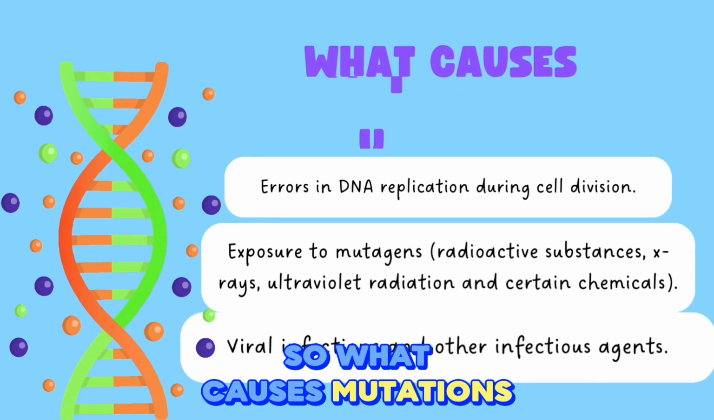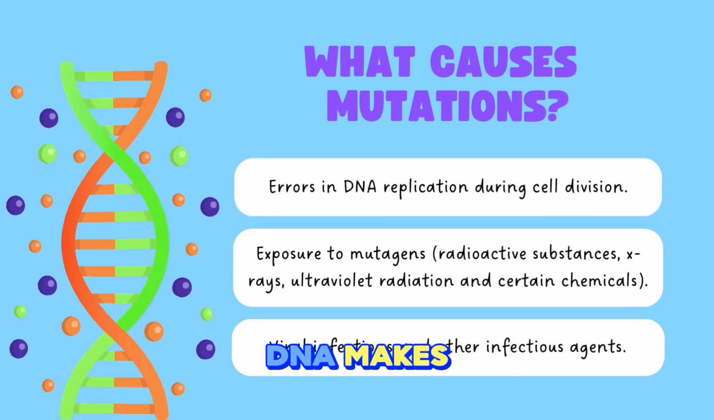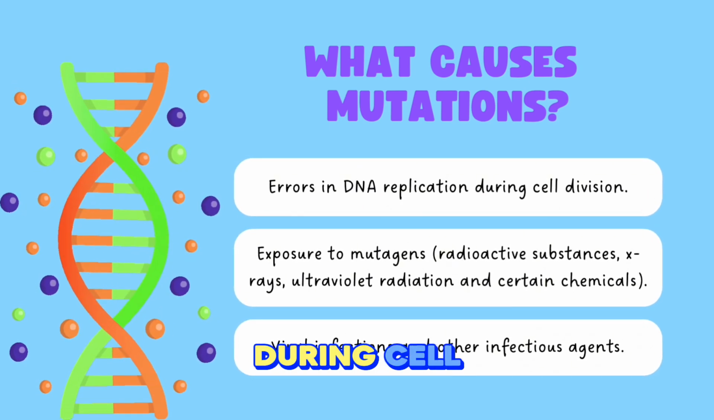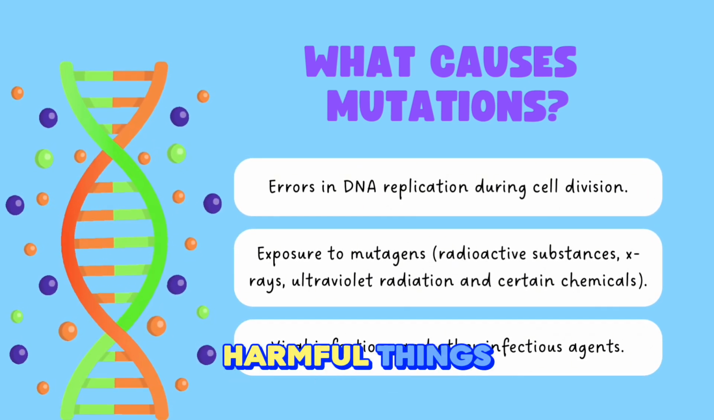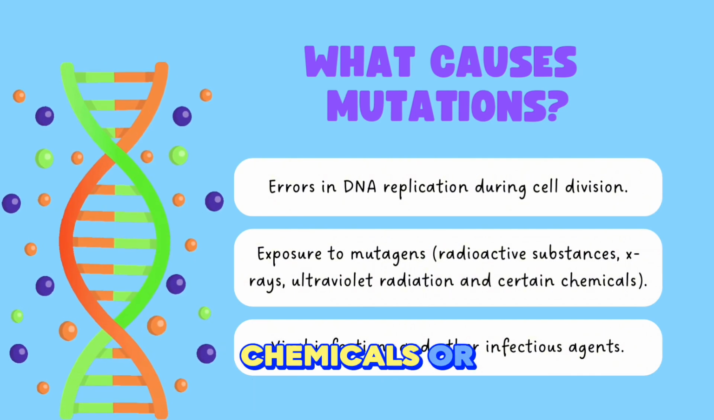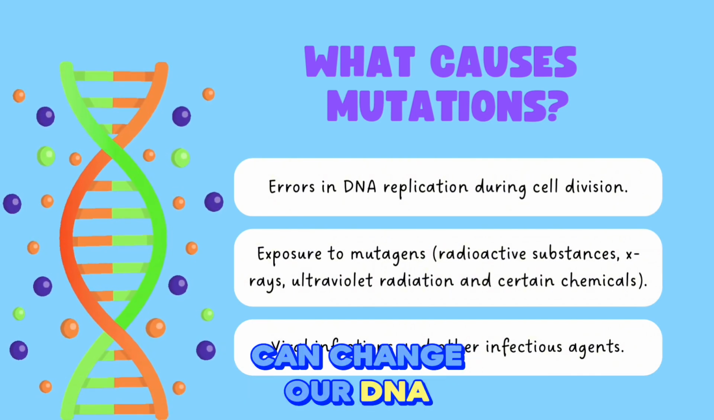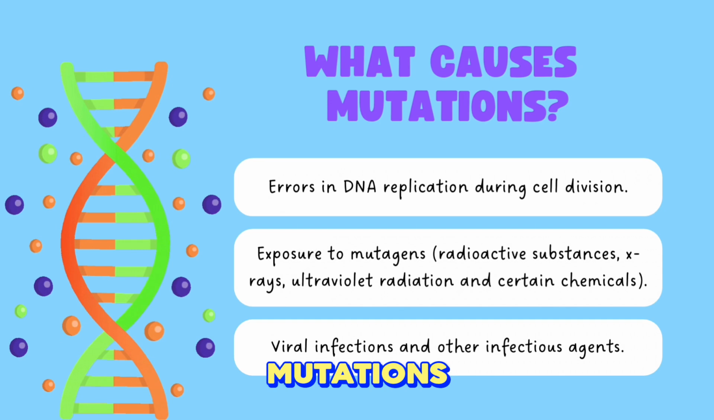So, what causes mutations? Sometimes, DNA makes mistakes when it copies itself during cell division. Other times, harmful things like radiation, chemicals, or even viruses can change our DNA. These changes are called mutations.